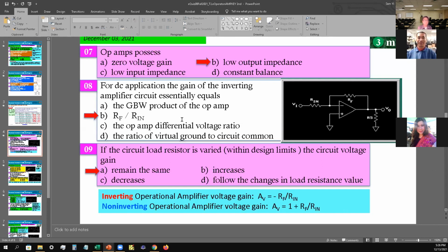Now, number 8, for DC application, the gain of the inverting amplifier circuit is essentially equal to, this one is the RF over Rin. So the answer is B as in Bob for number 8.